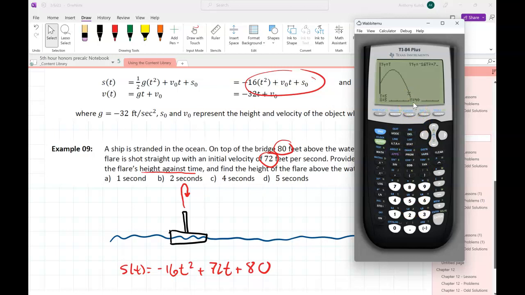Yes? Sure. So I did 0 to 10, 0 to 10, and 0 to 200. Sure.